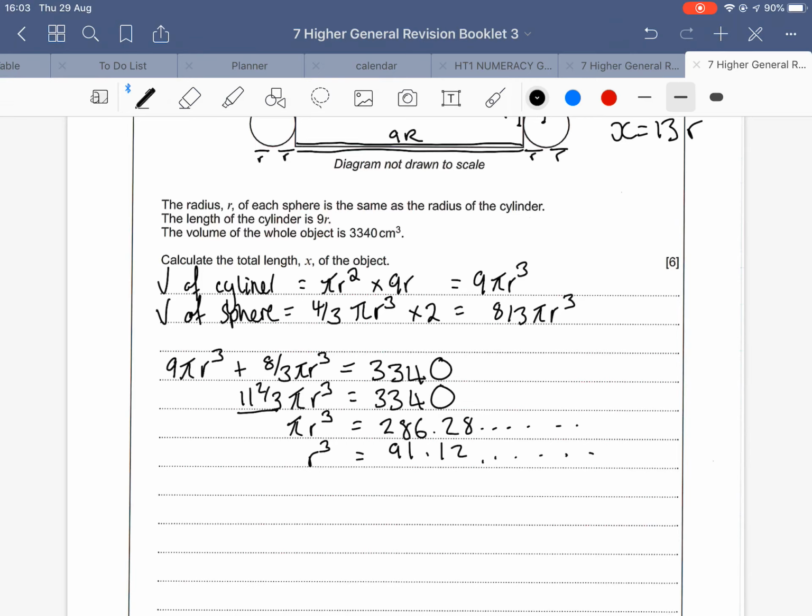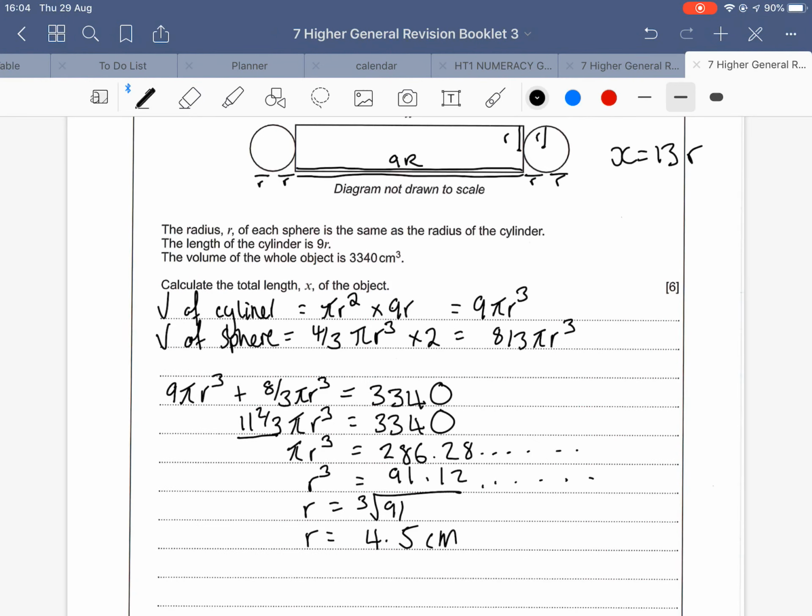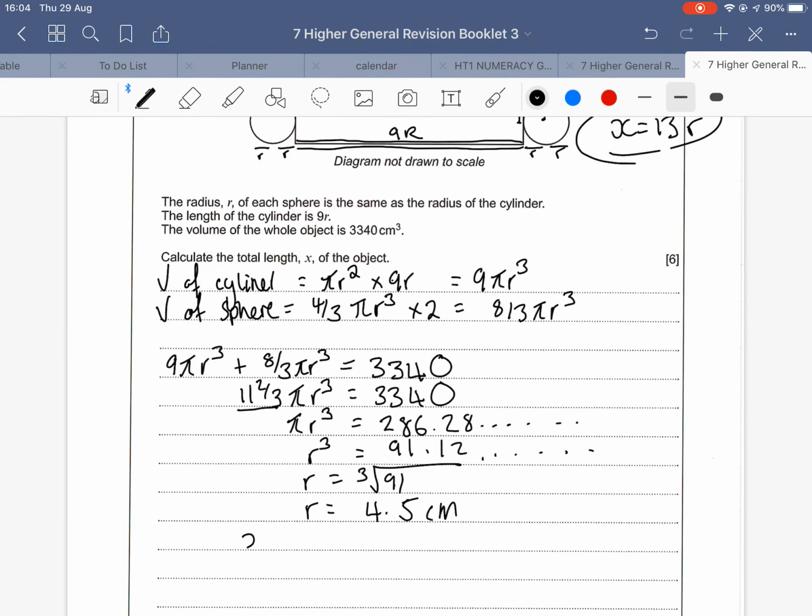Now, if I've got r cubed and want to find r, I just need to cube root. So I'm going to cube root my answer, which gives me 4.5000423356, but I'm just going to keep it as 4.5. So r is 4.5 centimeters. You'd probably lose some marks if you don't now use that to find x. Don't forget earlier, like I said, x is 13r. So x equals 13 times r. So we just need to do 13 times 4.5, which is 58.5 centimeters.